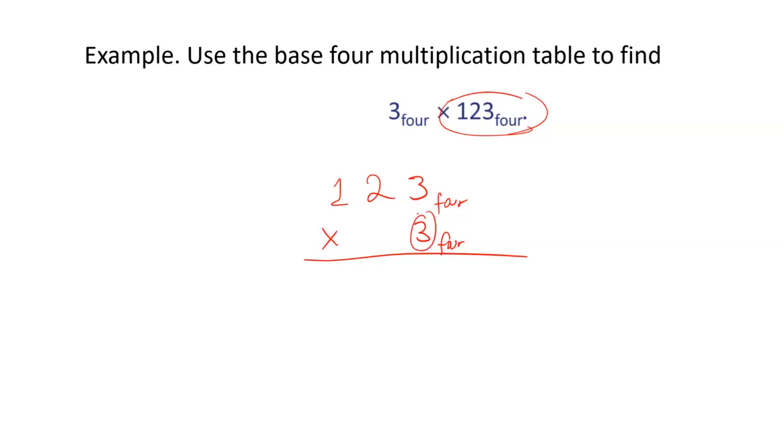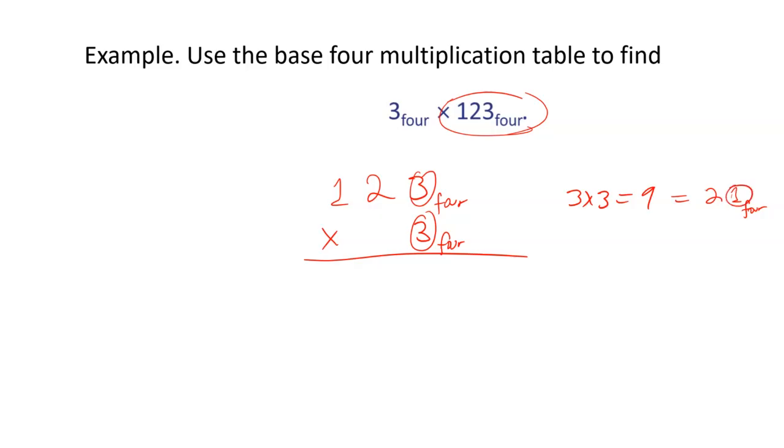So I multiply 3 times 3, so that gives me 9. But I gotta write down 9 in base 4. So 9 in base 4 is actually 2 and a 1. Because to get a 9 in base 4, I actually need two 4s. Remember that this is the place of the 4s and this is the place of the 1s. So 4 times 2 will make 8 plus 1, 9.